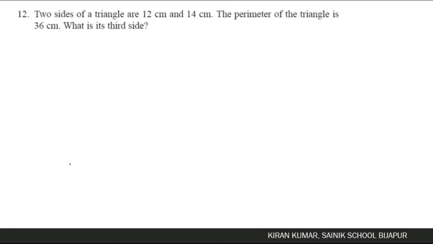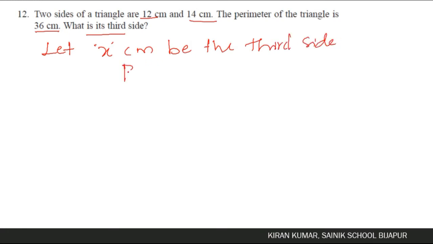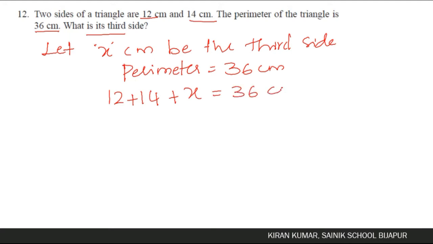Question number 12. Two sides of a triangle are 12 centimeter and 14 centimeter, and its perimeter is 36 centimeter. What is the length of the third side? Let x centimeter be the third side. Then perimeter will be equal to 36 centimeter. Instead of perimeter, I'll add all the sides: 12 plus 14 plus x is equal to 36 centimeter. So the value of x will be 36 minus the sum of this, which is 26. So x will be equal to 10 centimeter.